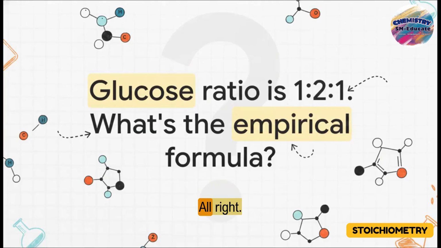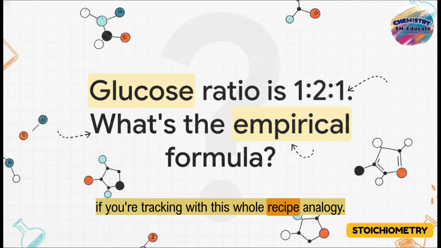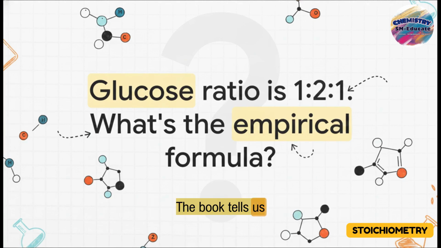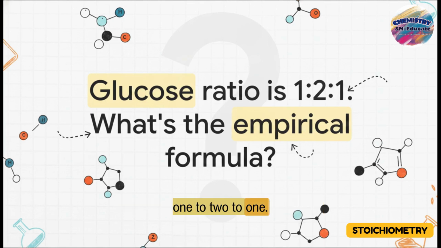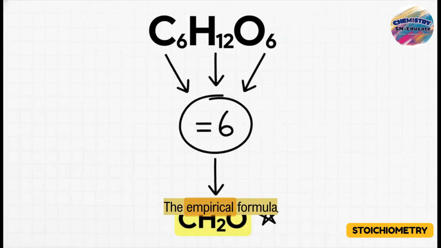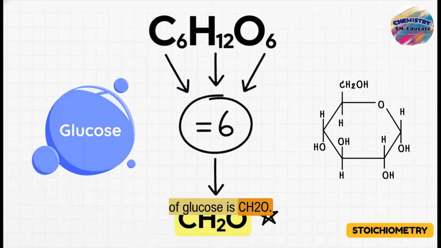Nothing crazy. All right, time for a quick quiz. This is an active recall check pulled right from the text to see if you're tracking with this whole recipe analogy. The book tells us that the simplest ratio between carbon, hydrogen, and oxygen atoms in glucose is 1:2:1. Think about it for a second. Got your answer? If the simplified ratio is 1 carbon to 2 hydrogen to 1 oxygen, what is the empirical formula? The empirical formula of glucose is CH2O. Did you get it right? I bet you totally did.